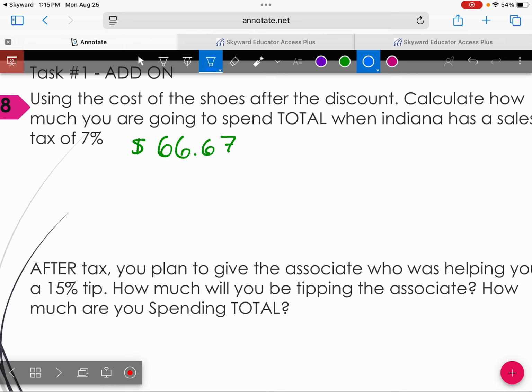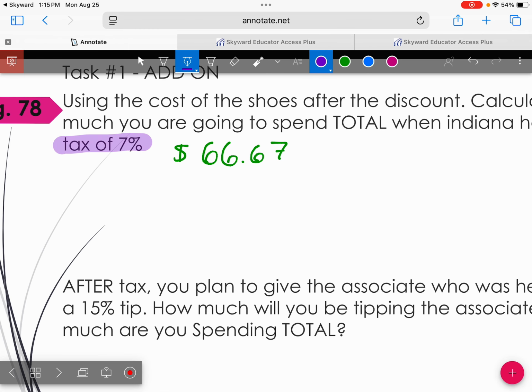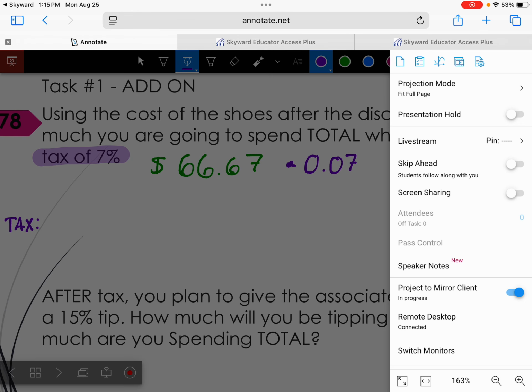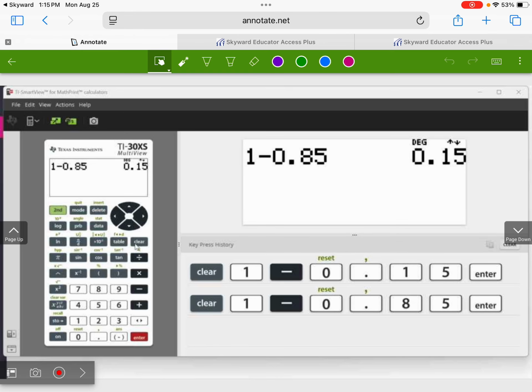How can we find how much tax we're going to pay? First you would do the original price times 0.07. Yep. And I want to pass this on to Joe. Okay, so let's do that. Right back to Katie. Let's get that number.